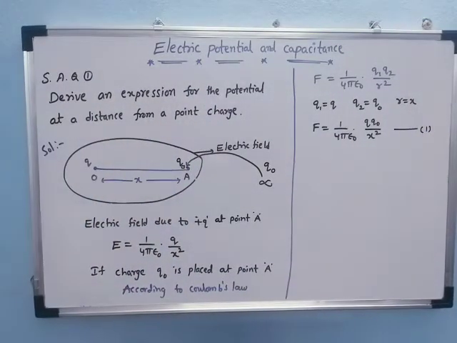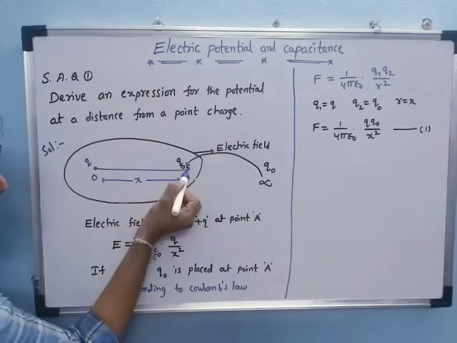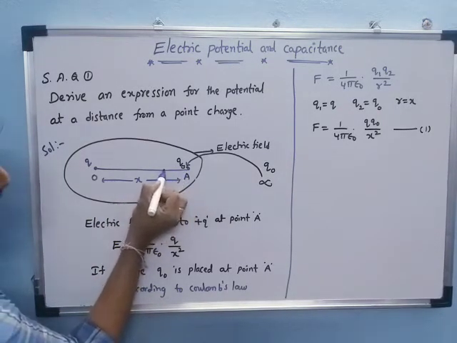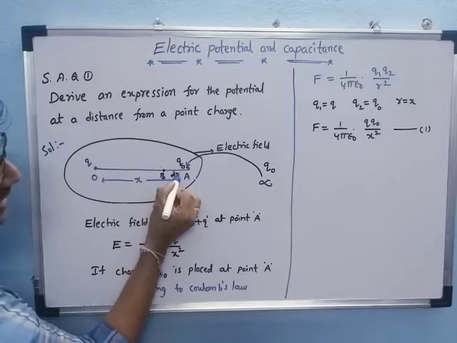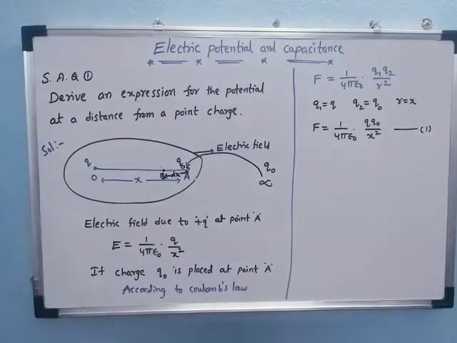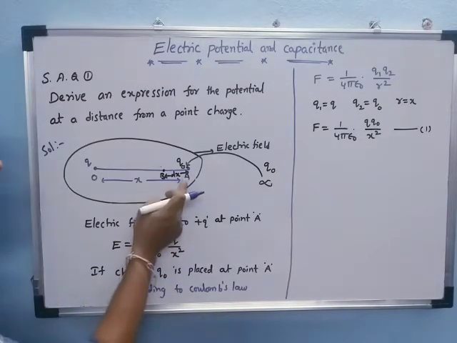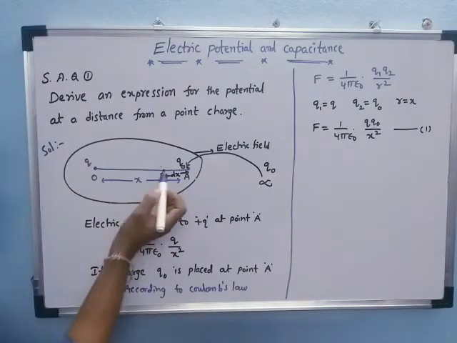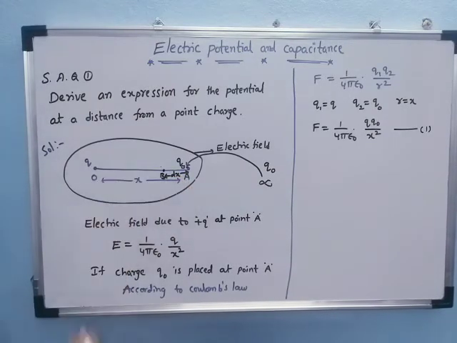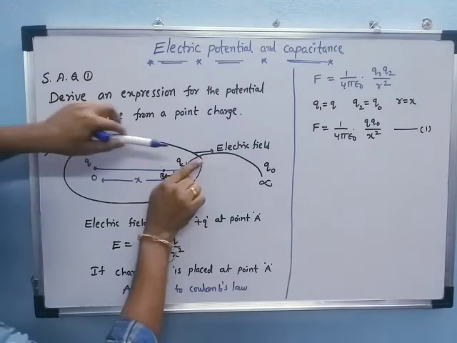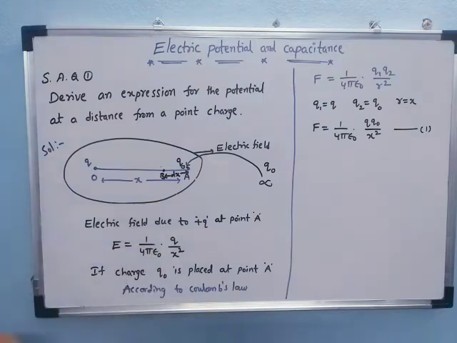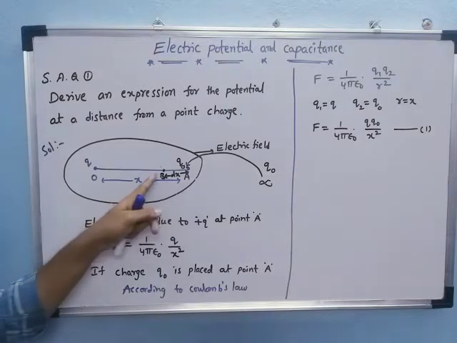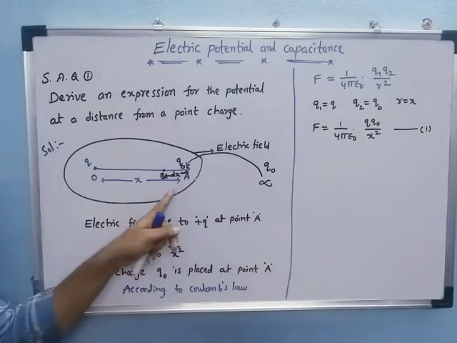Now this q naught charge is moving from point A to point B through a small displacement dx. The q naught charge is moving against the electric field, because the electric field acts in this direction but the charge moves in this direction. So some work is done.